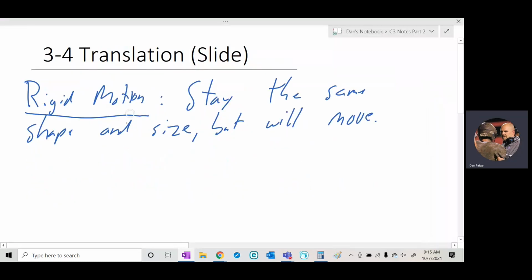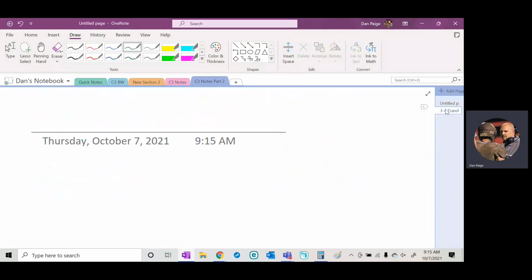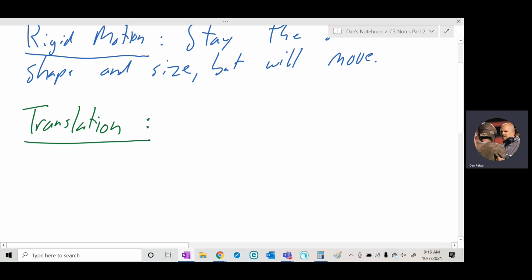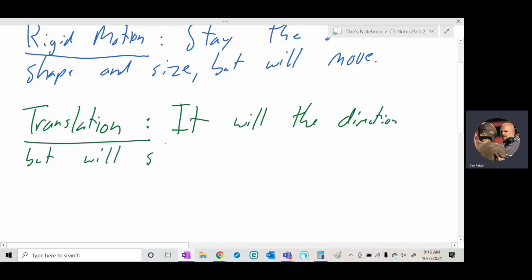So now we'll talk about translation in general. In translation, whatever it is we're moving is going to be facing the same direction. It'll be oriented the same way. It's just going to move around or slide. So it will stay the same direction, but will slide. And I'll give you an example of that.